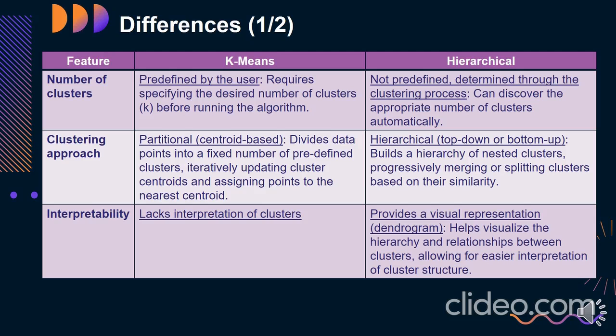In k-means, the interpretation of clusters could be a challenge, particularly for more than two-dimensional datasets, while hierarchical clustering provides a visual representation, that is a dendrogram, which helps visualize the hierarchy and relationships between clusters, allowing for easier interpretation of cluster structures.